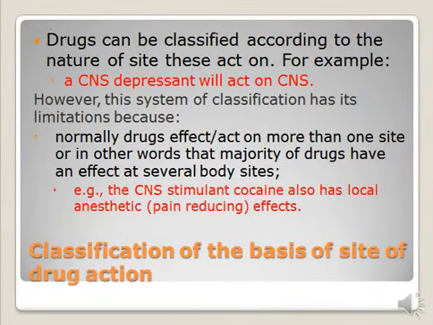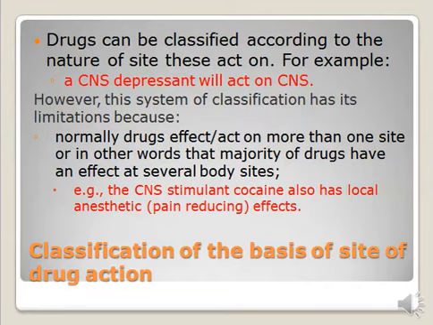Next, we have the classification on the basis of site of action of drug, right? So depending on where the drug is acting, if the drug is acting on your heart, then the site of action is your heart. If a drug is acting on your renal system, in your kidney, then the site of action is your kidney. Similarly, if a drug is acting on the CNS, for example a CNS depressant, it will act on the CNS, meaning the central nervous system.